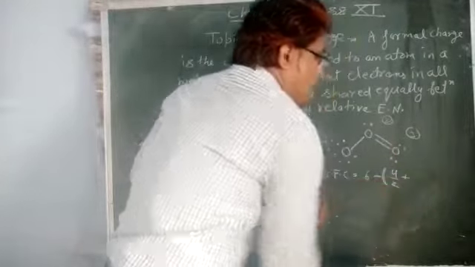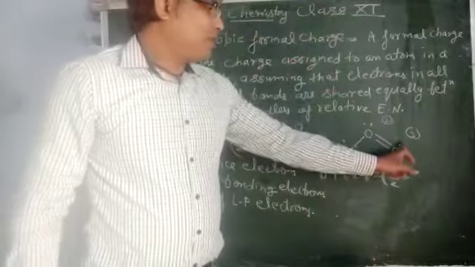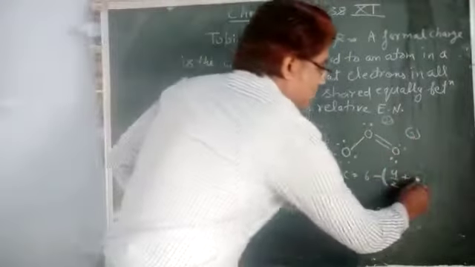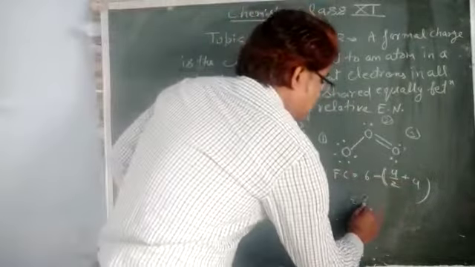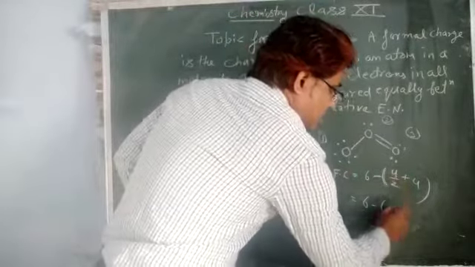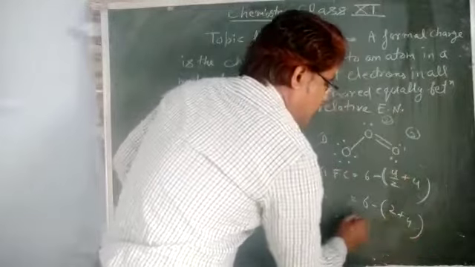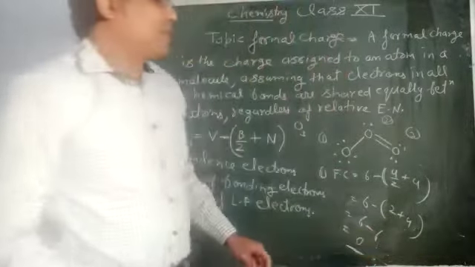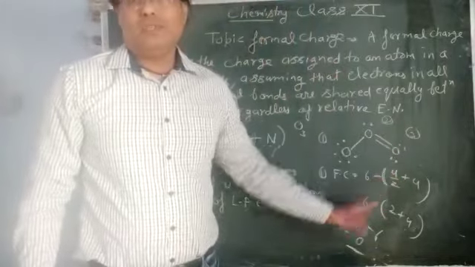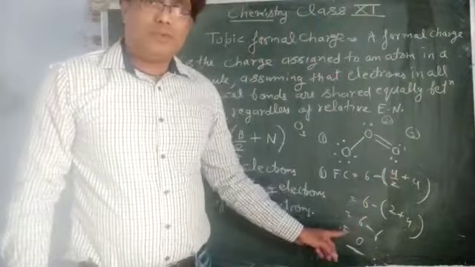Now plus the number of lone pair electrons. You can count 1, 2, 3, 4. 4 electrons are there, so plus 4. When we solve this, that is 6 minus 2 plus 4. That is 6 minus 6, which is equal to 0. So the formal charge of this third oxygen atom is 0. So this topic is finished.